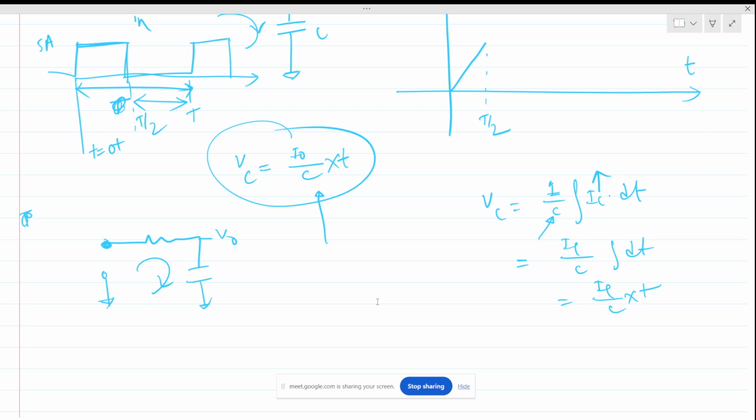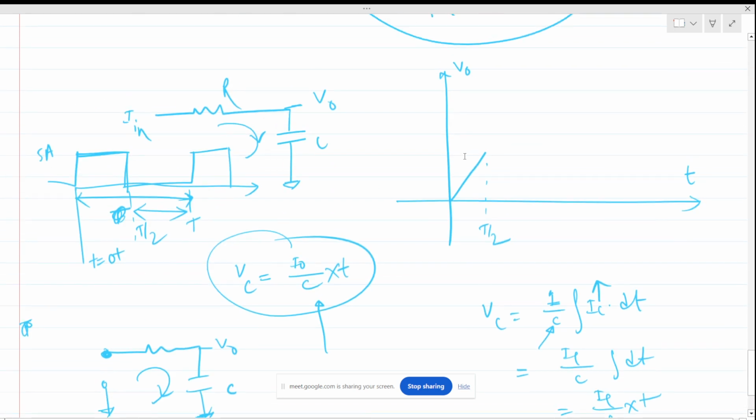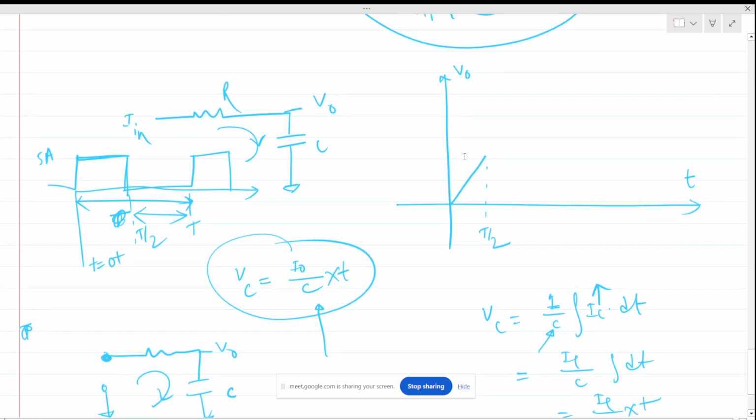There is no path for discharging. The capacitor cannot be charged and cannot be discharged. Then how will the capacitor behave? It will hold its previous voltage, right? So let's say this is the case.